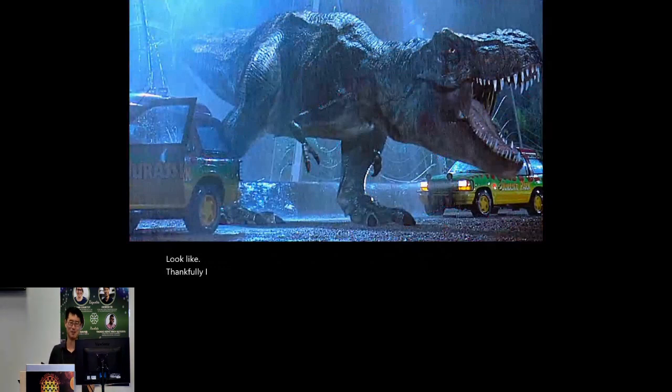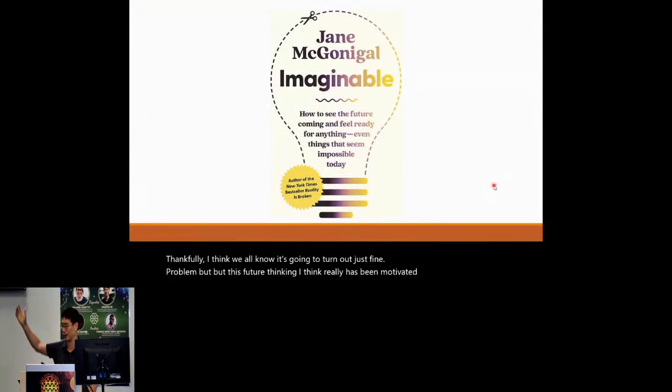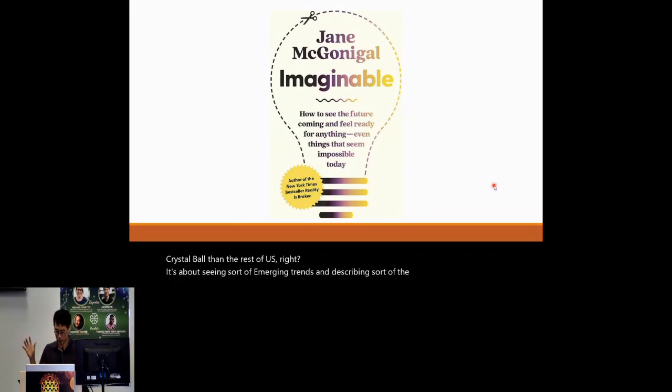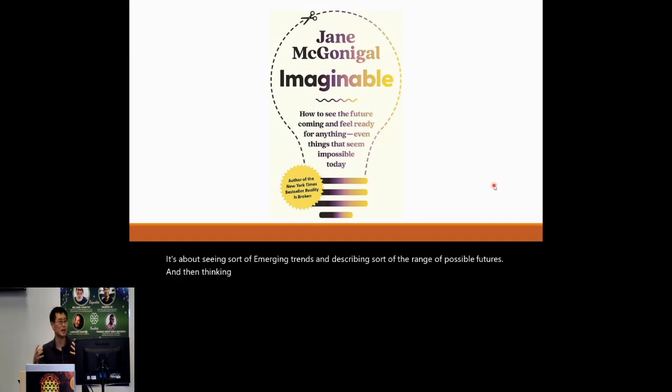No problem. But this future thinking, I think, really has been motivated a lot by this book that I recently read. It's by Dr. Jane McGonigal. Dr. McGonigal is a game designer who wrote a fantastic book called Reality is Broken, all about how game principles can be applied to real life. Fantastic book. But this book is about her role as a future forecaster. Being a future forecaster is not just about having a better crystal ball than the rest of us. It's about seeing emerging trends and describing the range of possible futures, and then thinking about that future so we can be more prepared for a variety of different scenarios, and also be more creative and innovative today. And so one of the tools she describes of a future forecaster is this concept of episodic future thinking. And that's what we're going to try to do as an interactive exercise today.